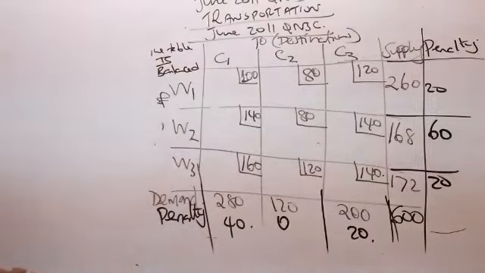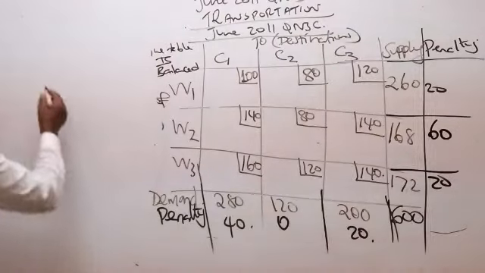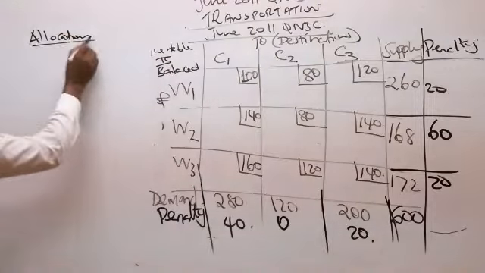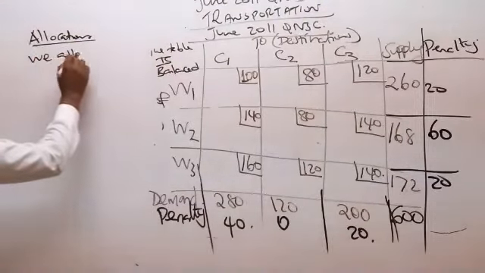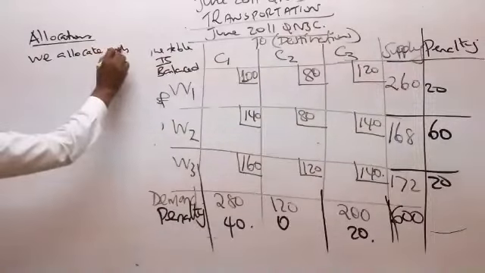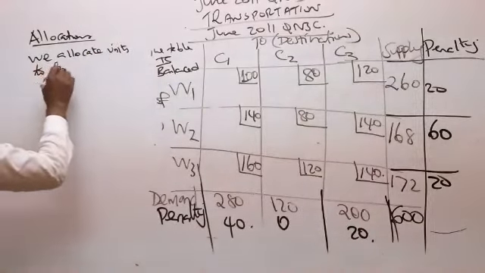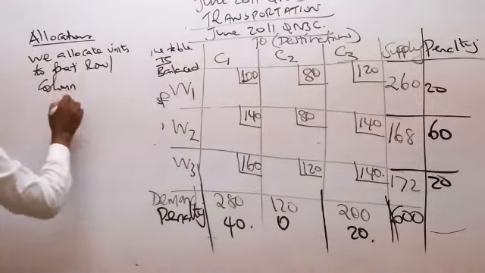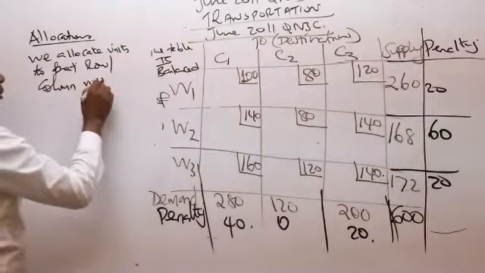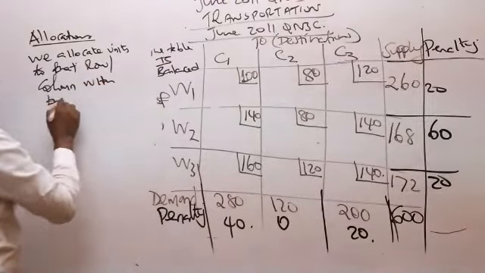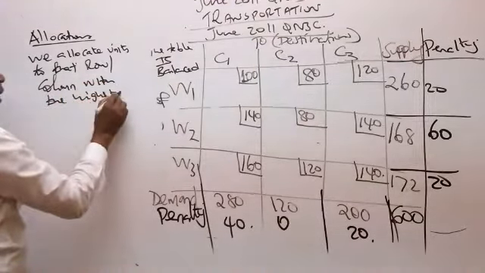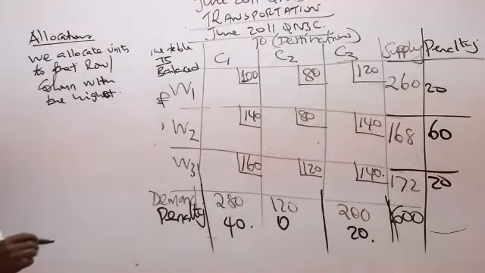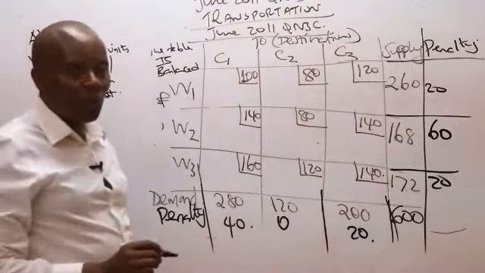Now, from there, ladies and gentlemen, now we go to allocations. Now, for allocations, we allocate units to that row or column with the highest penalty. With the highest what here? Penalty. So in this case here, we are not fearing the bulls.